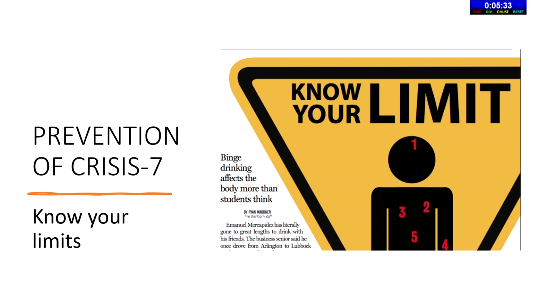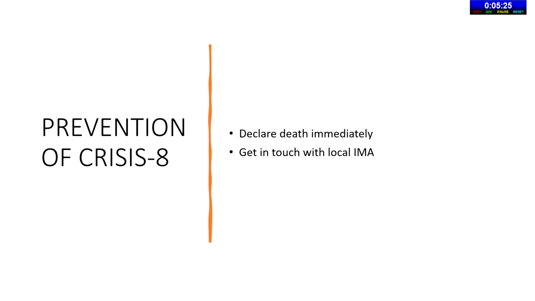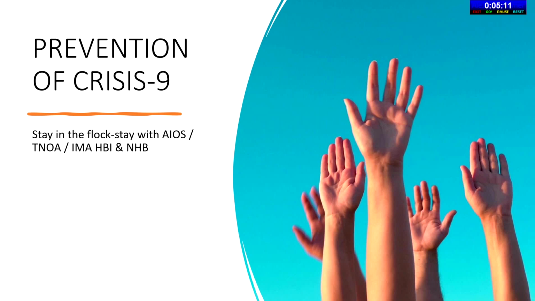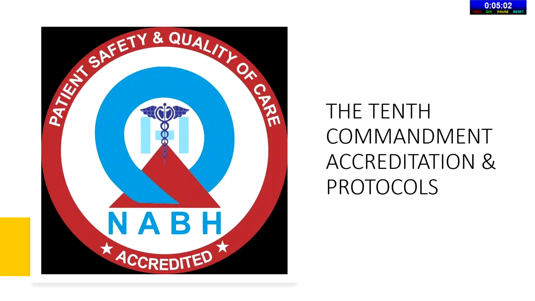We need to know our limits. As an eye care center, our ability to treat general emergencies is limited. So we have to know our limits and try to transfer the patient as soon as possible. So if there is a death, get in touch with the local association. Declare the death immediately, but ensure you are well prepared to do this. And it's very, very important that you stay in the flock, stay with the AOS, TNOA, or any state bodies, as well as the local IMA group.